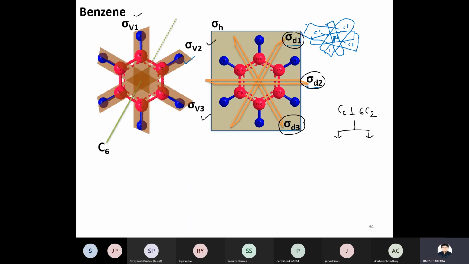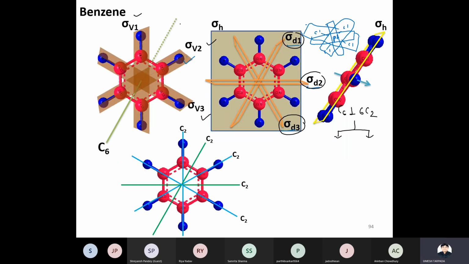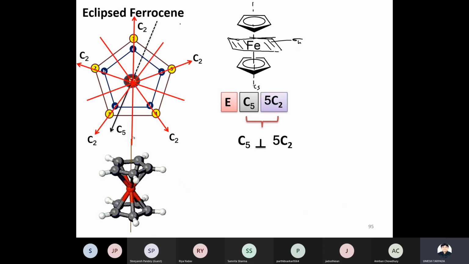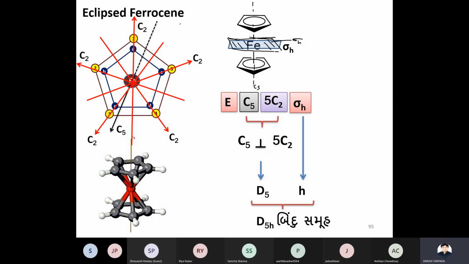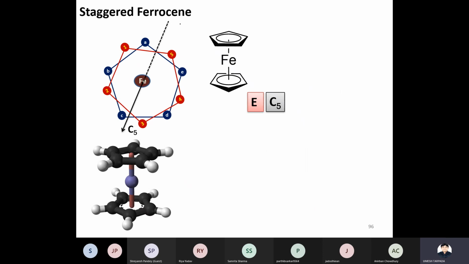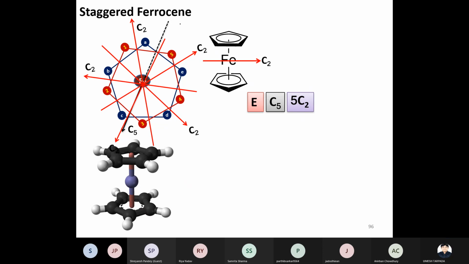बेंजीन में तो प्लेनर है तो कोई चांसेस ही नहीं है, shape remains planar, so you can have a D6H. Eclipsed ferrocene also have a D5, and sigma h is there, so it's a D5h. Staggered is similar to staggered ethane. Again, principal axis is this one, C5 passing through both the cyclopentyl rings, and you can have a C5. And there are 5 C2 which are perpendicular to principal axis. So you can have a symbol D5. But here see there is no sigma h.